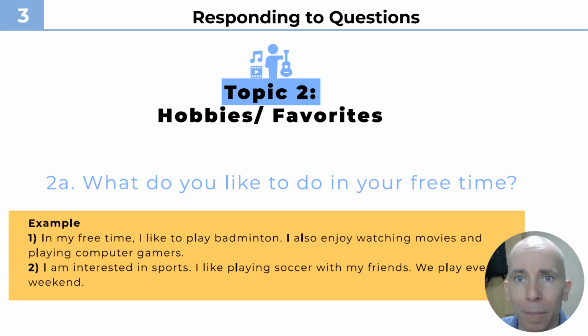Topic 2 is hobbies or favorites. Our first one, what do you like to do in your free time? So we mean like every day. You have some free time, what's your hobby? What do you like to do? Try to pick something active. For example, we have, in my free time, I like to play badminton. I also enjoy watching movies and playing computer games. Or I'm interested in sports. I like playing soccer with my friends. We play every weekend. So these ones, just remember, again, we're just working on subject, verb, and complement.